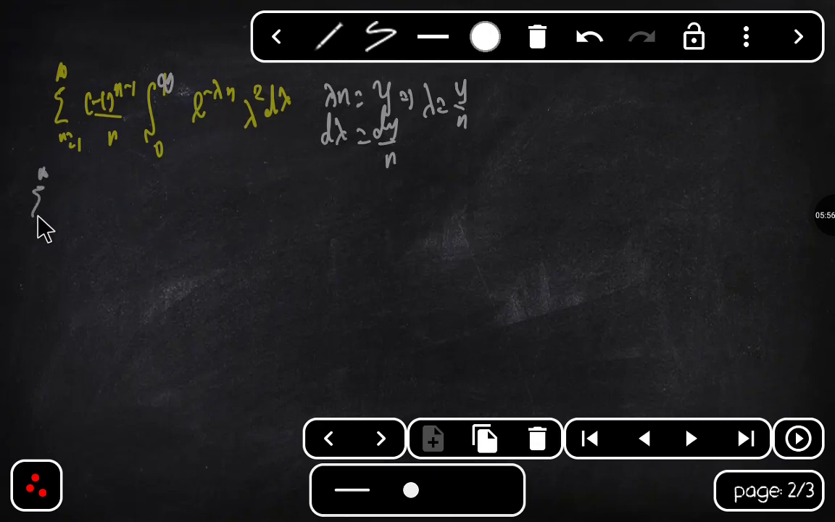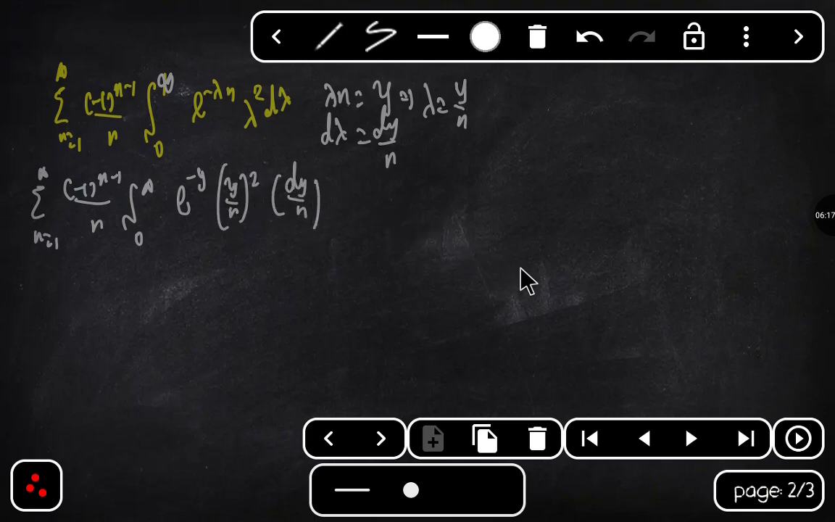So what you have now is the sum of n from 1 to infinity of minus 1 raised to the power of n minus 1 over n, then the integral from 0 to infinity of e raised to the power of negative y, then lambda squared, that will be y over n, then everything raised to the power of 2, then d lambda, which is dy over n. Okay, so moving on, if you square this, you bring this 1 over n squared and this 1 over n out, that will give us 1 over n raised to the power of 3.